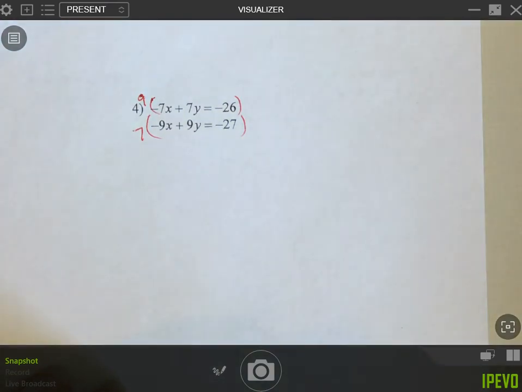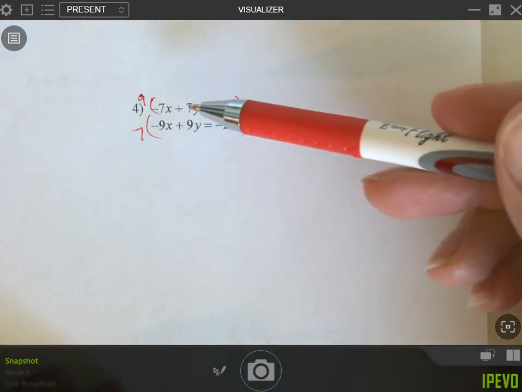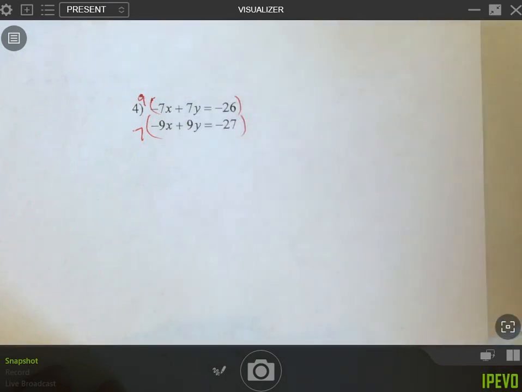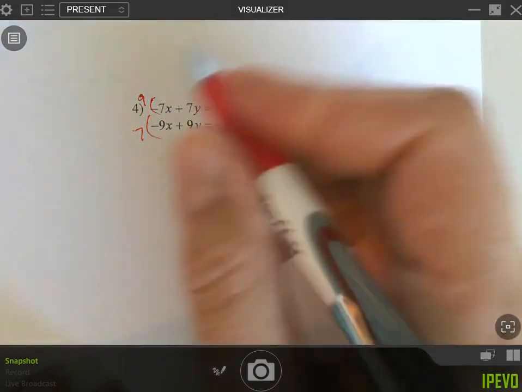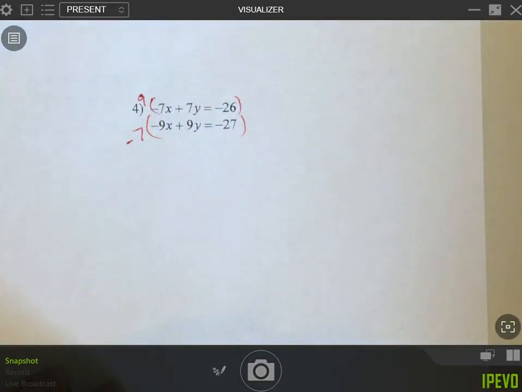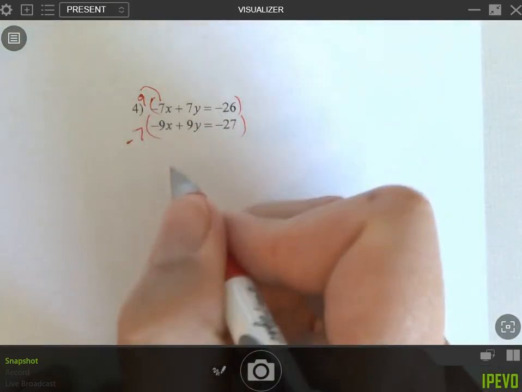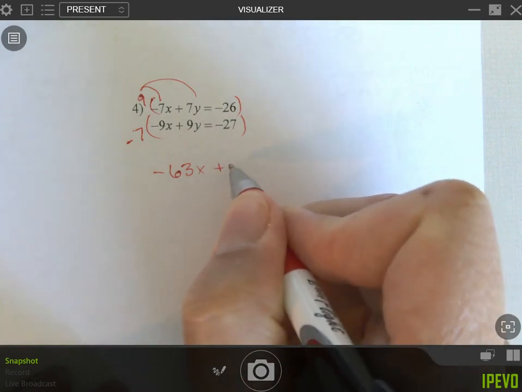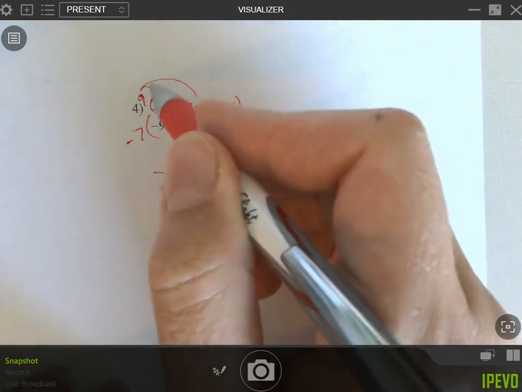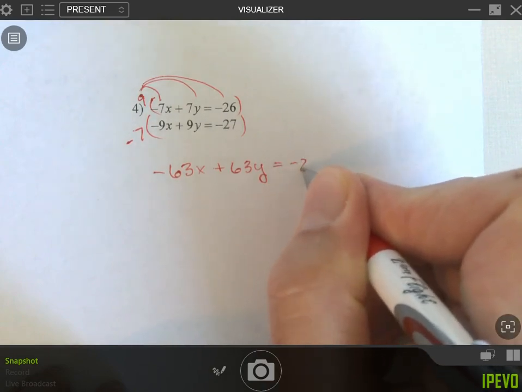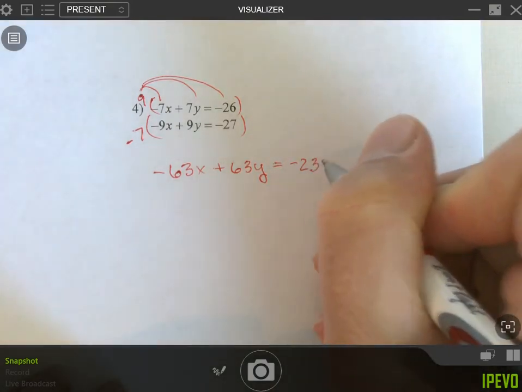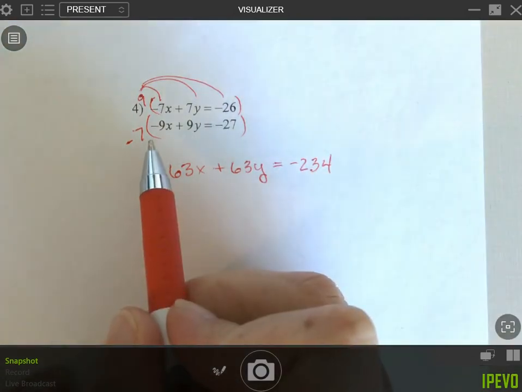Now here's the problem. Let's say I want to cancel the x's. Will that cancel if I get negative 63 and negative 63? So one needs to stay negative, but the other one I have to make into a positive. So take your 9 times negative 7, which is negative 63x. 9 times 7, which is a positive 63y. And then 9 times negative 26. Oh, I started writing a 2, but that's not it. I'm going to use my calculator for this. I get negative 234. Okay, I'm going to come through and make sure you change these signs.